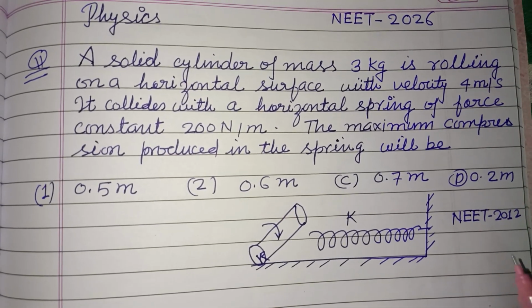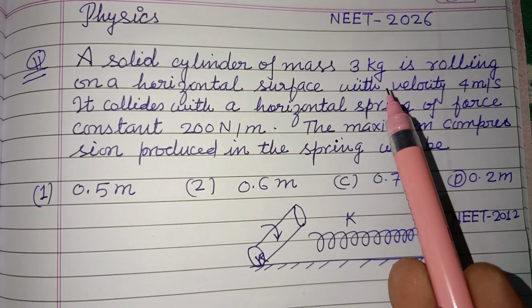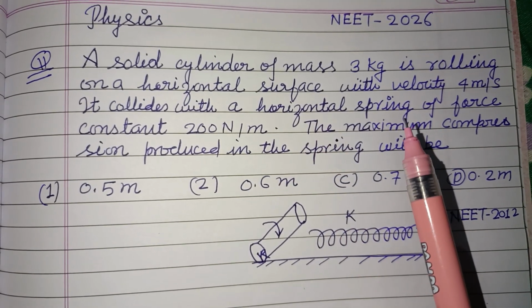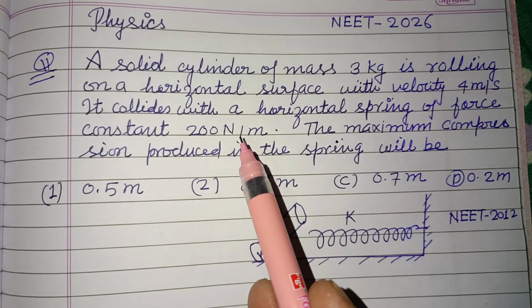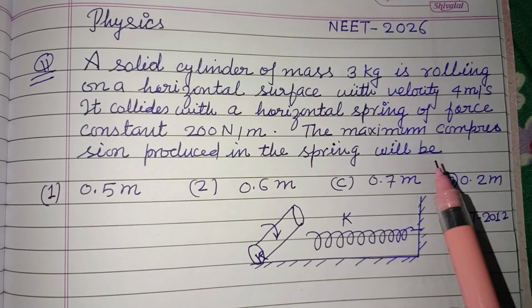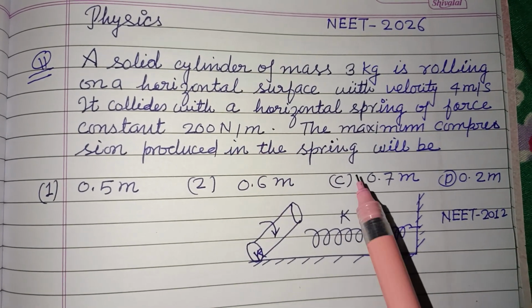Question from NEET 2012. A solid cylinder of mass 3 kg is rolling on a horizontal surface with velocity 4 meter per second. It collides with a horizontal spring of force constant 200 Newton per meter. The maximum compression produced in the spring will be.